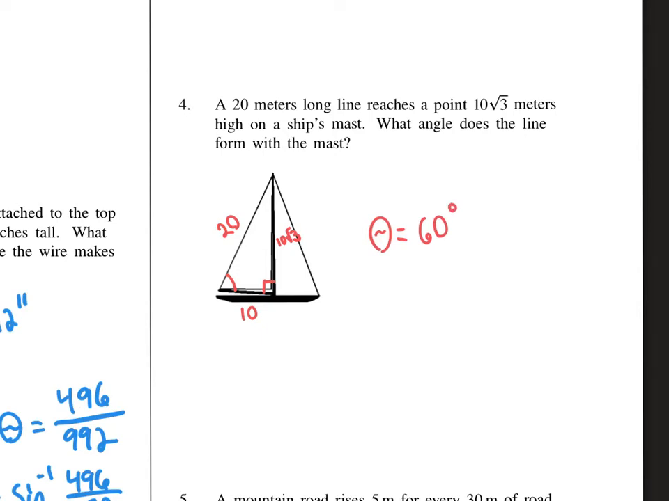You could have also done it with trig. I'd use sine. It would be sine of theta is 10 times the square root of 3 over 20. And then if you take the arc sine of 10 square root of 3 over 20, you would also get 60 degrees.